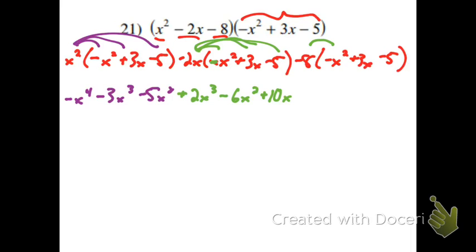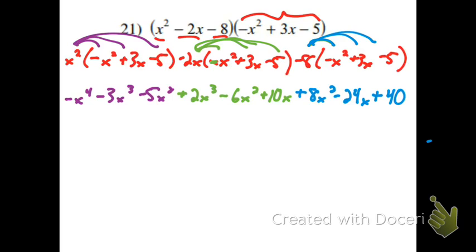Then I have a negative. Oh, I changed color. Sorry. This will be plus 8x squared minus 24x, and then plus 40.